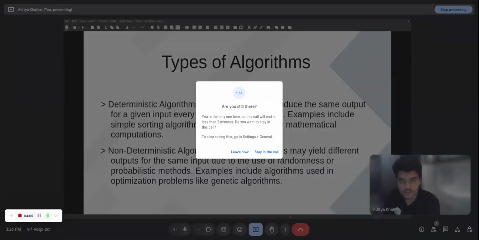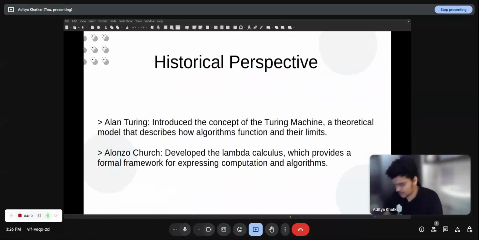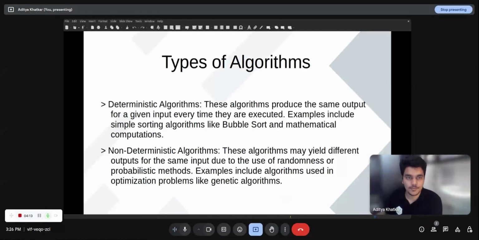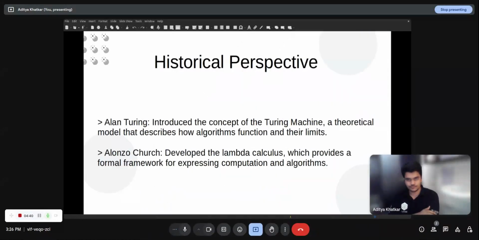So there are two types of algorithms: deterministic algorithms and non-deterministic algorithms. Deterministic algorithms produce the same output for a given input every time they are executed. Examples include simple sorting algorithms like bubble sort and mathematical computations. Non-deterministic algorithms may yield different outputs for the same inputs due to the use of randomness or probabilistic methods. Examples include algorithms used in optimization problems, like genetic algorithms.